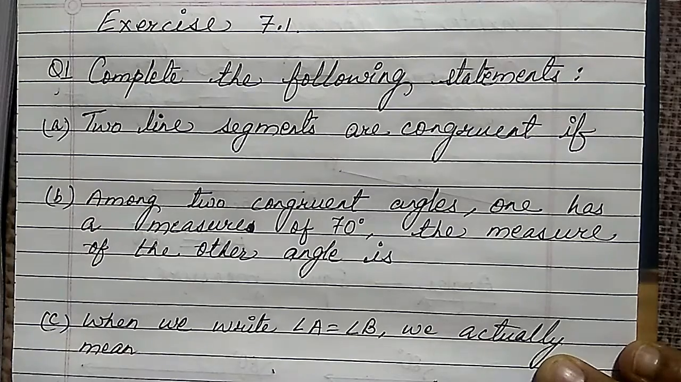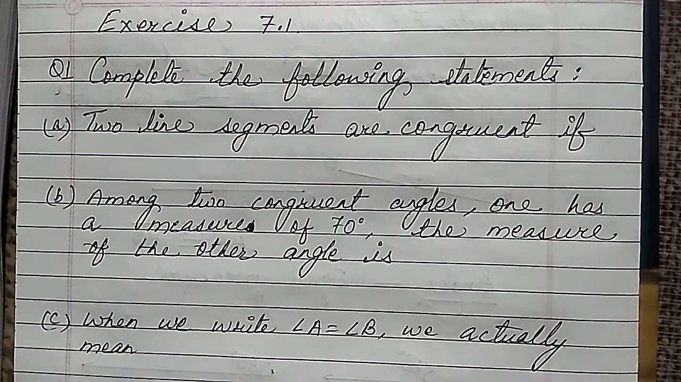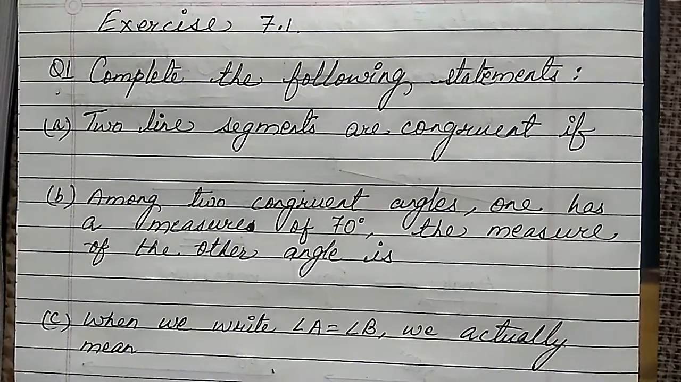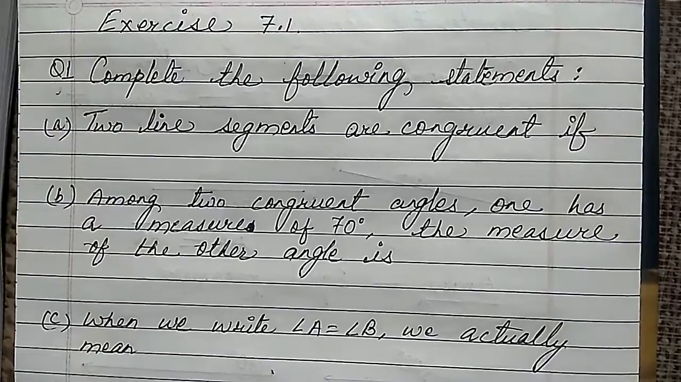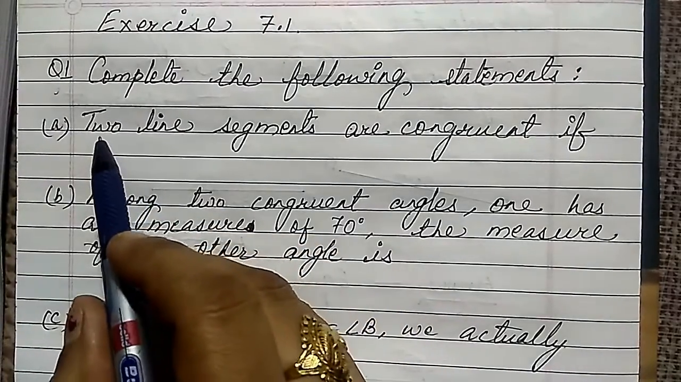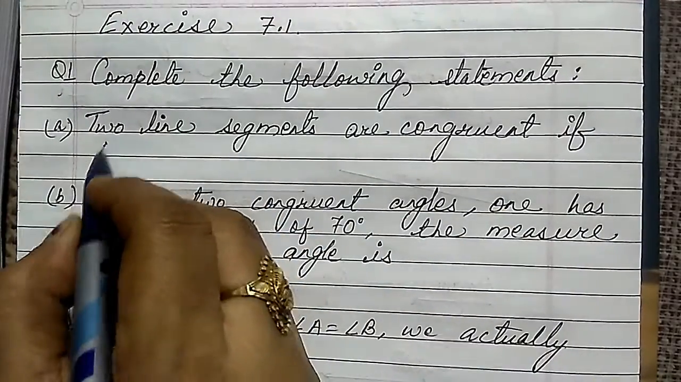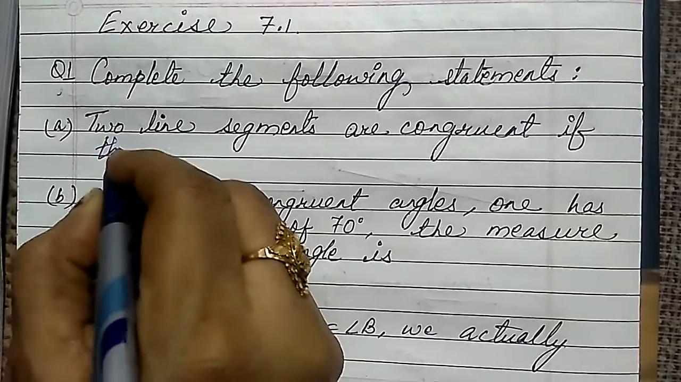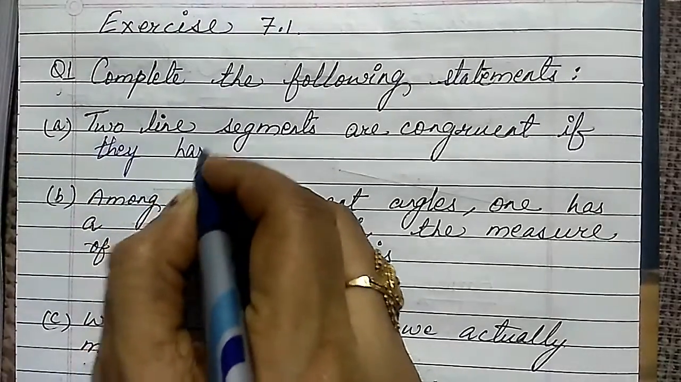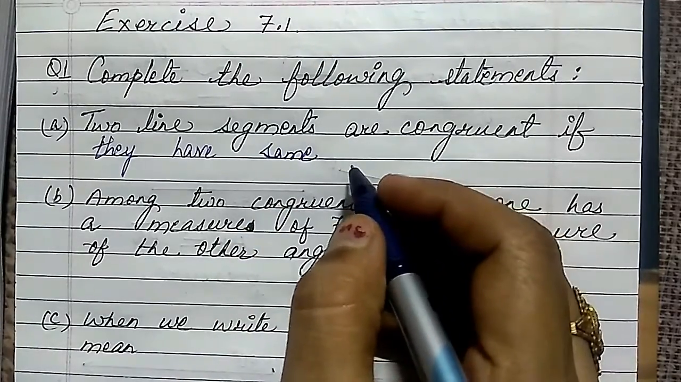So exercise 7.1. Question number 1. Complete the following statements. Two line segments are congruent if. When will you say that the 2 line segments are congruent? If you have seen the first video I have given in the introduction, I think all of you know that 2 line segments are congruent if they have same length.